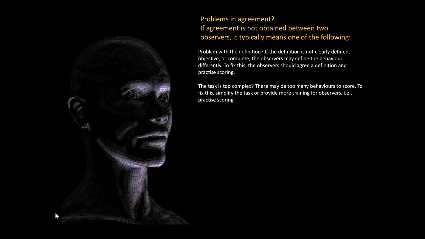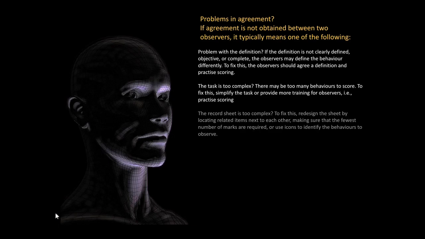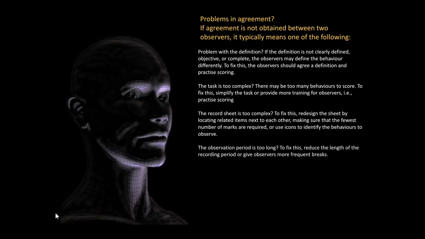The task is too complex. There may be too many behaviors to score. To fix this, simplify the task or provide more training for observers. Practice scoring. The record sheet is too complex. To fix this, redesign the sheet by locating related items next to each other, making sure that the fewest number of marks are required, or use icons to identify the behavior to observe.